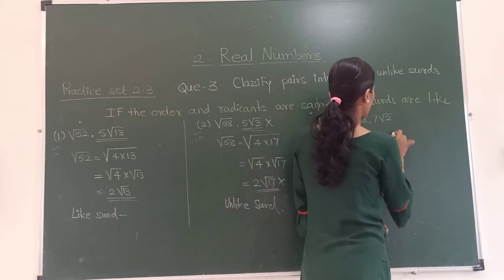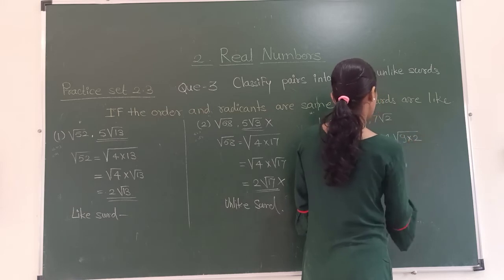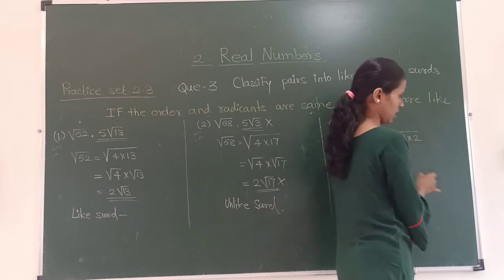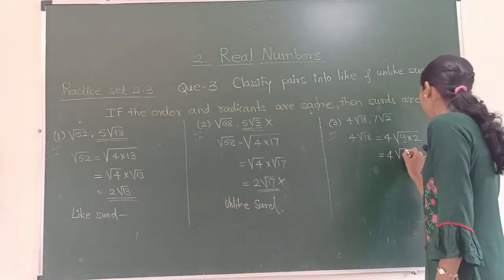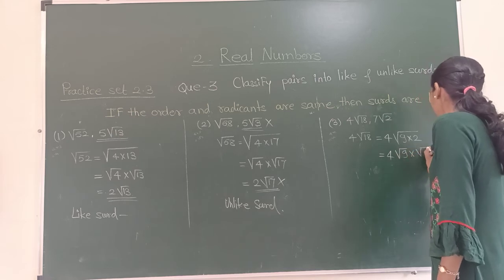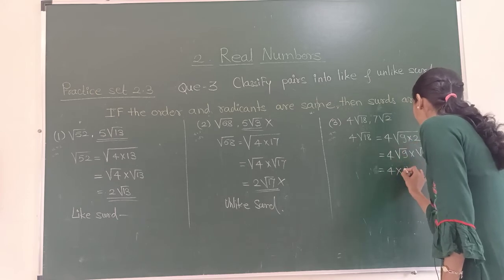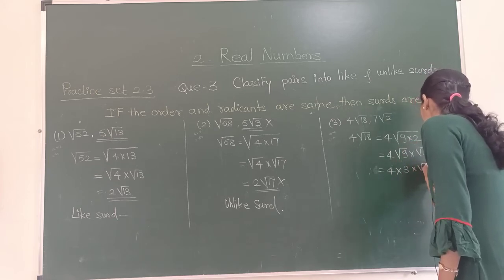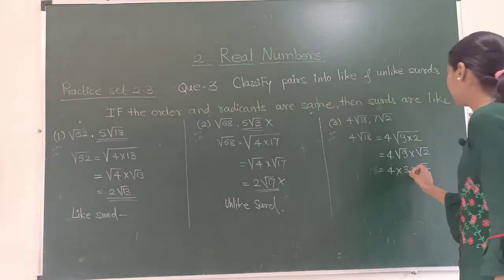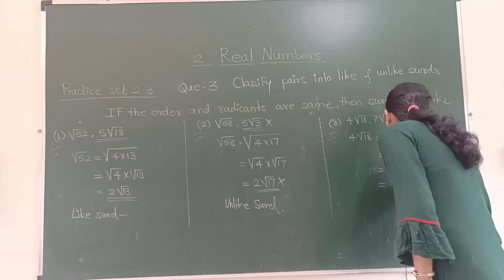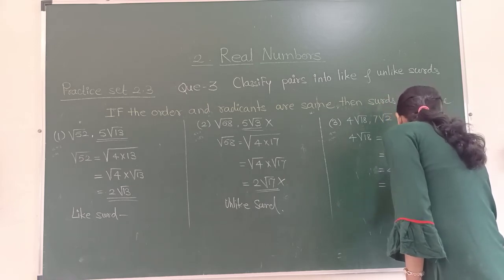We will put 4 as it is. Under root of 18 can be classified as 9 into 2. 9 2s are 18. So we can write it as 4 into under root of 9 into under root of 2. If we remove the under root sign, 9 will come outside and it will be 3, because 3 3s are 9. So 4 3s are 12, or you can write 12 under root of 2.